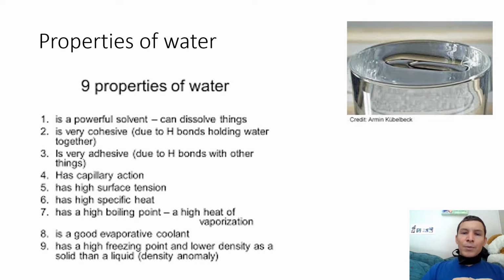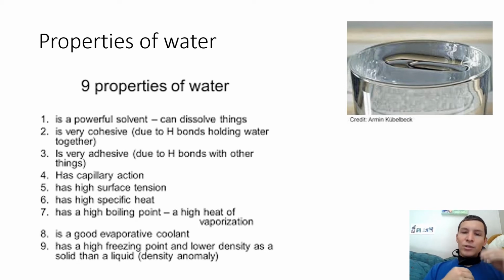Here are nine properties of water I want you to be able to list out. It is a powerful solvent. We call it the universal solvent because it can dissolve things because it is a polar molecule. It is very cohesive, due to those hydrogen bonds holding water together. Cohesive means that two molecules of the same kind are attracted to each other.